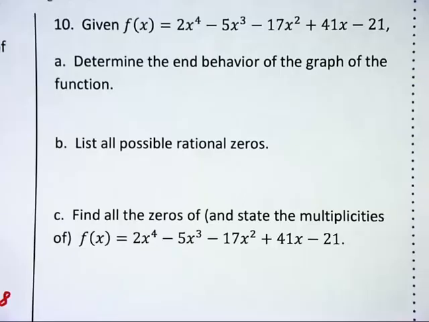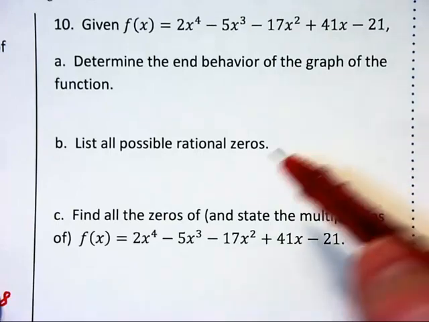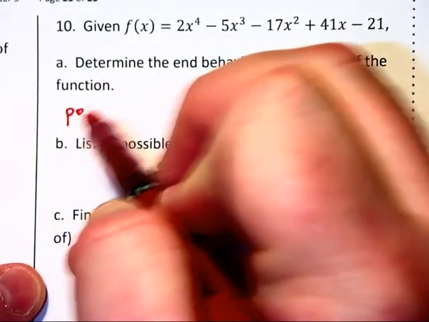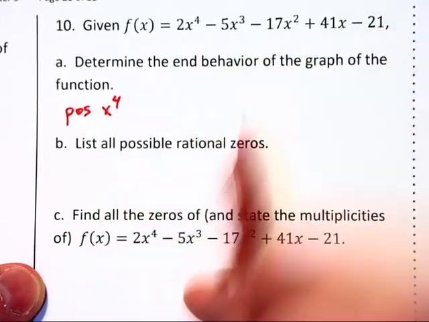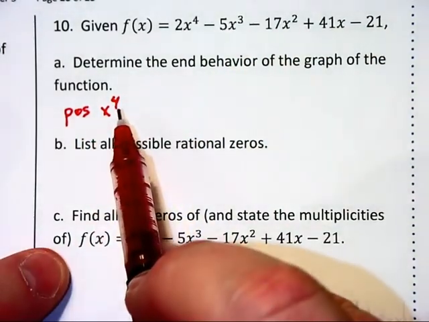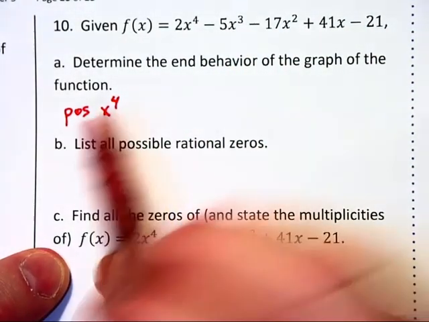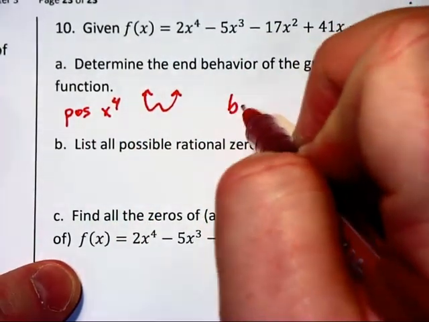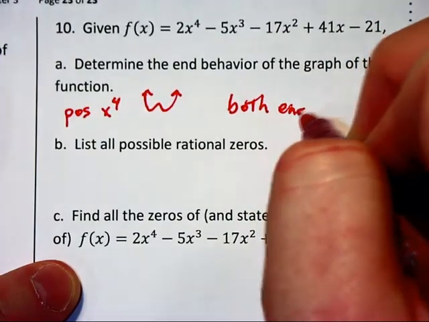Given this function, determine the end behavior of the graph. Well, first off, it begins with a positive x to the fourth. Now, with an even degree function, that means both ends point in the same direction, and since that's positive, both ends are going to point up. So I'll just write both ends up.